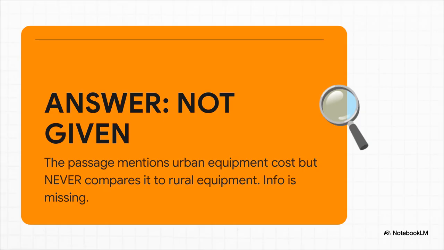This is a perfect example. The text talks about the cost of urban equipment, sure, but that second half of our statement, the comparison to rural equipment, it's completely missing from the case file. There's no evidence, so we can't say if it's true or false.